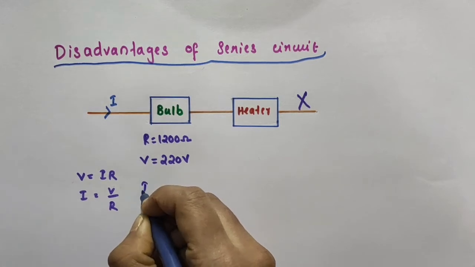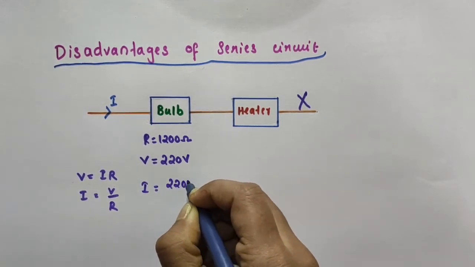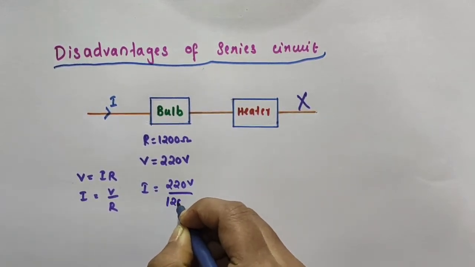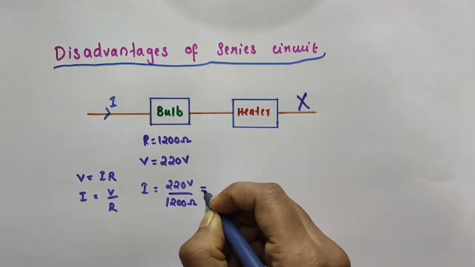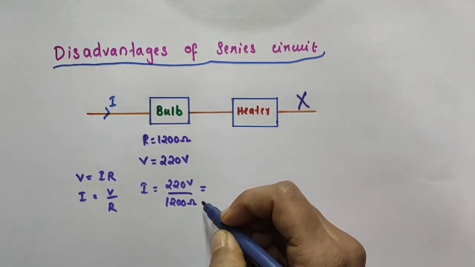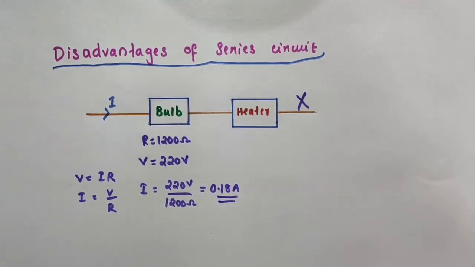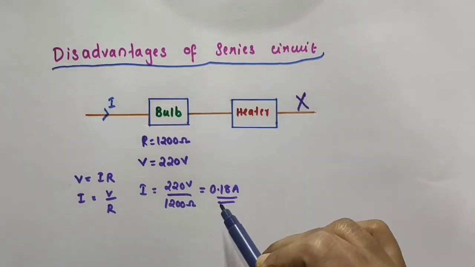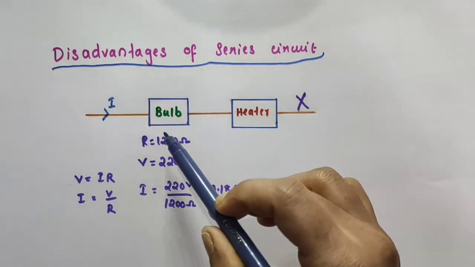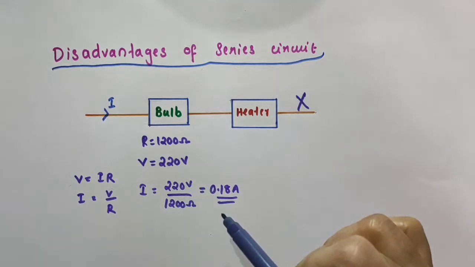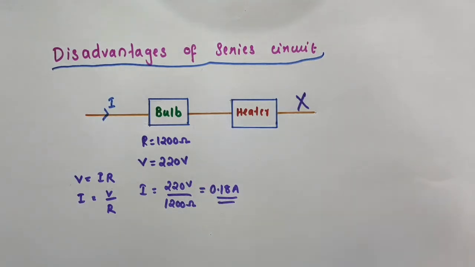So what will be the current here? I is equal to V, 220 volt, divided by R, 1200 ohm. When you do this calculation, you will get the value as approximately 0.18 ampere. The unit is ampere. That is the current drawn by an electric bulb from the 220 volt source: 0.18 ampere.